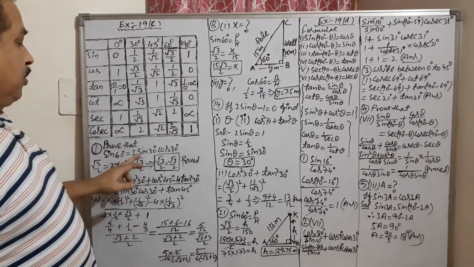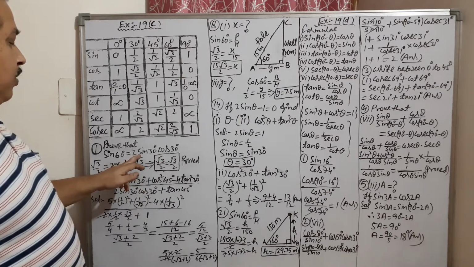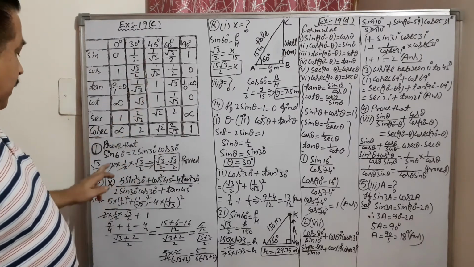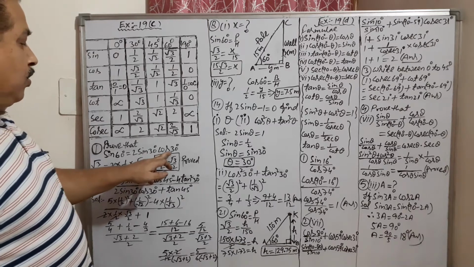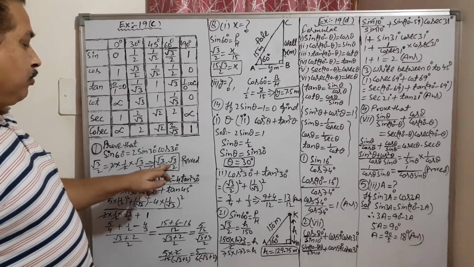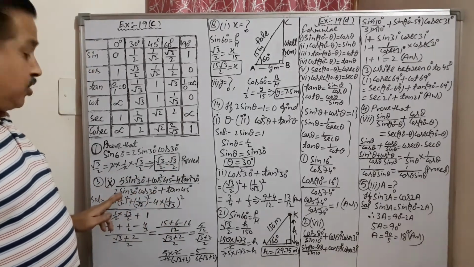In question number 1 you have to prove LHS equals RHS: sine 60 degree equals 2 sine 30 cos 30 degree. See the values from the table. Sine 60 degree is root 3 by 2, sine 30 is 1 by 2, cos 30 is root 3 by 2. 2 cancels by 2. So root 3 by 2 equals root 3 by 2. It has been proved. Now see question number 3.